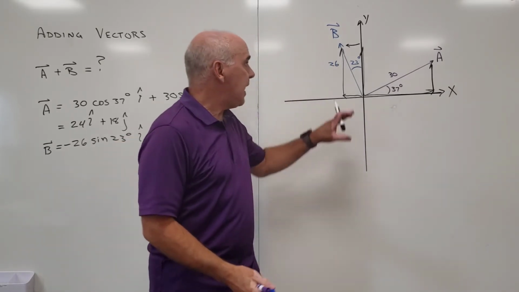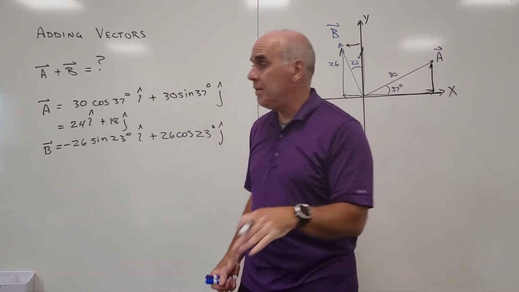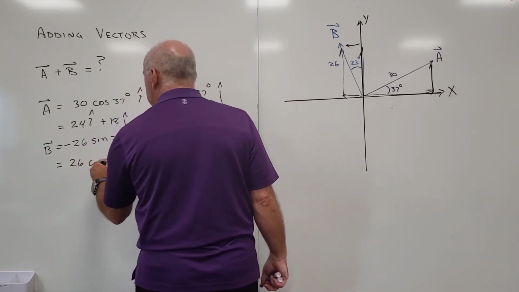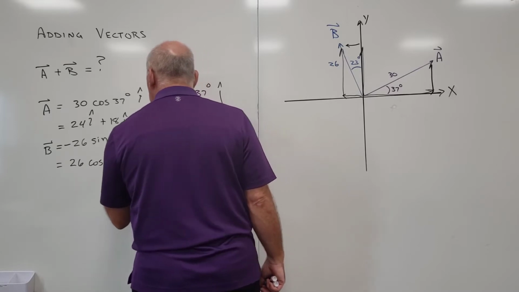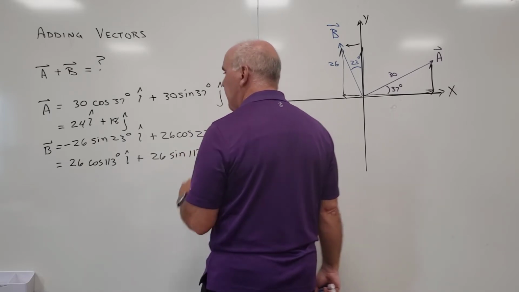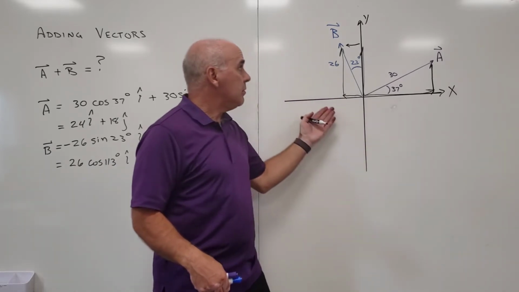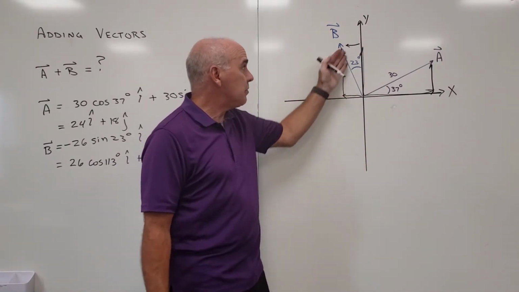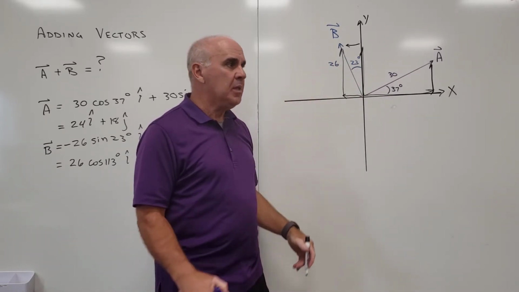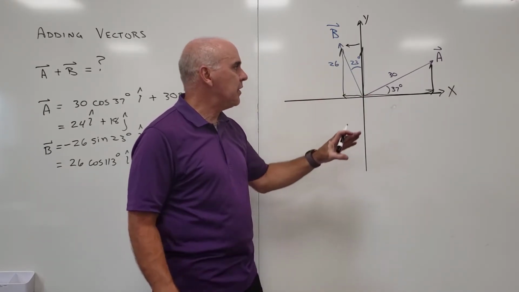If this was written in standard format, I wouldn't have told you 23 degrees, I'd have told you 113 degrees. And so this would equal 26 cosine of 113 degrees, i hat, plus 26 sine 113 degrees, j hat. Okay, and that is your standard notation. But again, a lot of problems in books are not given with respect to the positive x-axis. They're given with respect to some other vector direction. Usually it's the xy coordinate system, but even then that's not always the case. We'll talk about that in a later video.